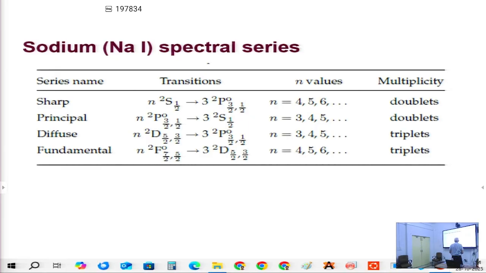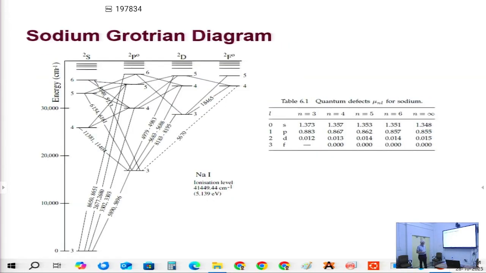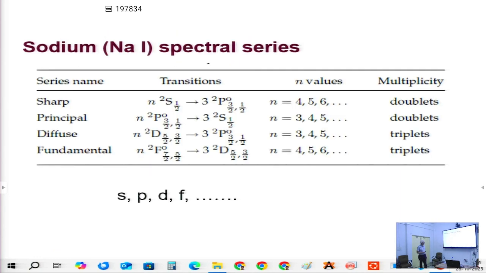And you get doublets and triplets, and I'll just go through why some of them are doublets and some of them are triplets, and I think that's on the rest of the slide. So SPDF, which we've talked about. I'll go through it here.